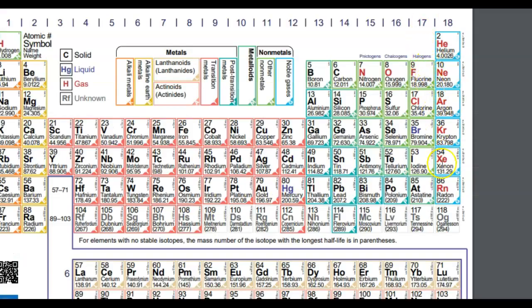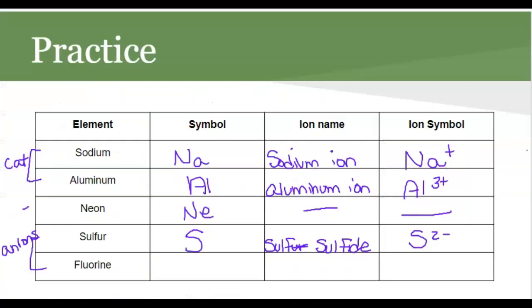Fluorine is in the 7th column, or it has 7 valence electrons. So its symbol is F. And if I come over here, normally it would be fluorine, and we chop off the "ine" and turn it into fluoride. And since it only needs 1 more valence electron, then I just write it as F-.